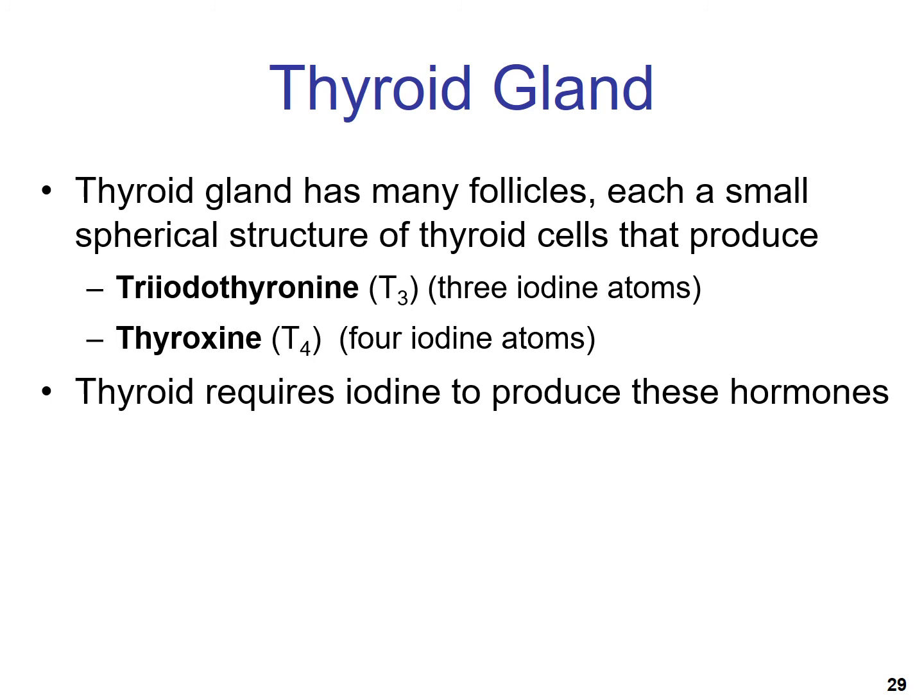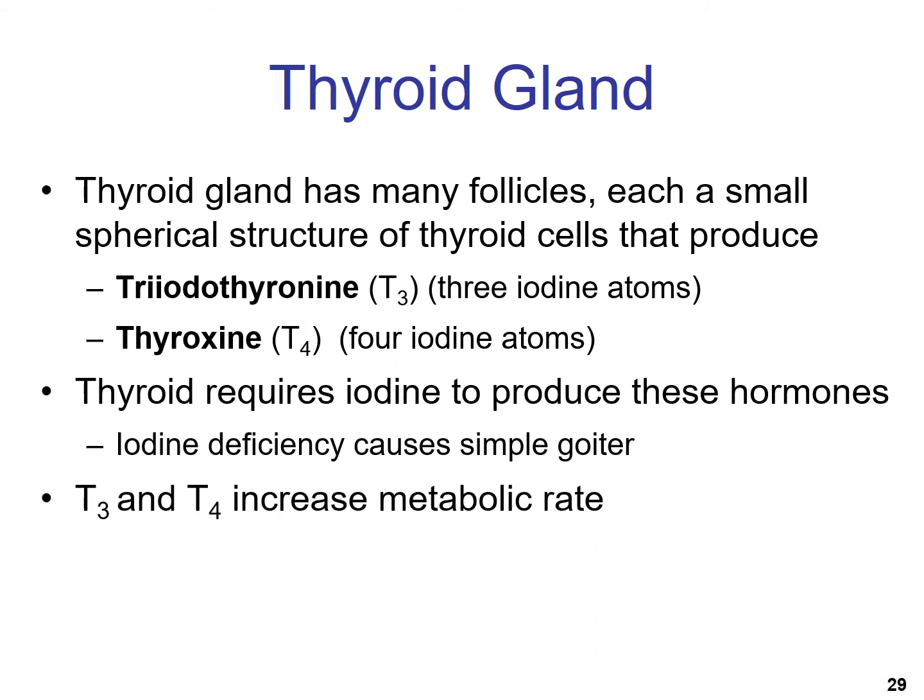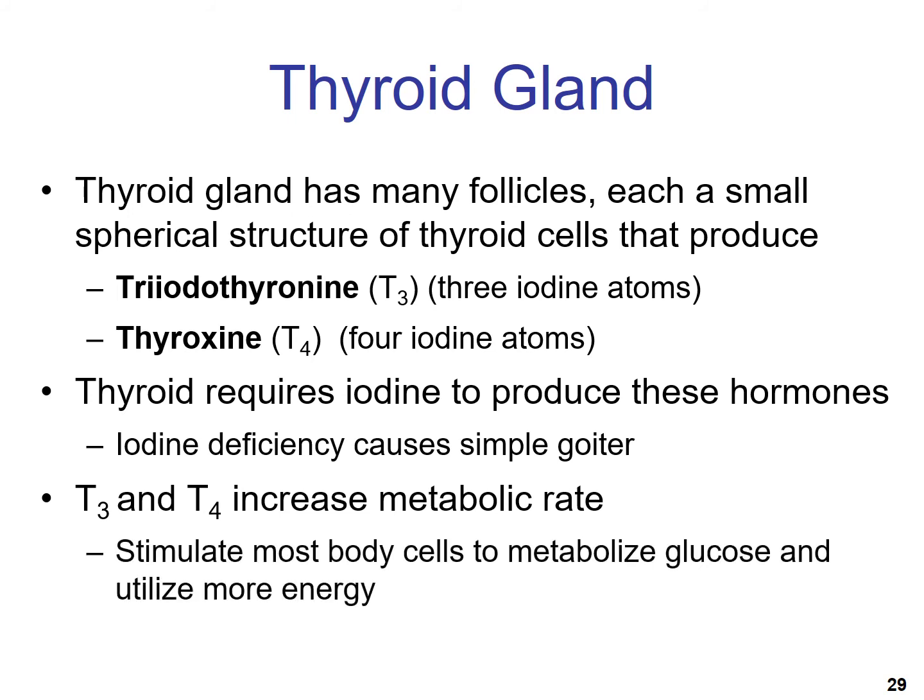So the thyroid requires iodine to produce T3 and T4, which is the reason why you need to definitely take that in your diet. An iodine deficiency will cause something called simple goiter, which we'll see in a minute. T3 and T4 increase the metabolic rate. By doing so, they stimulate most body cells to metabolize glucose and utilize more energy. So if somebody puts on a lot of weight pretty quickly, that can actually be a sign of hypothyroidism, or a low level of activity by the thyroid.